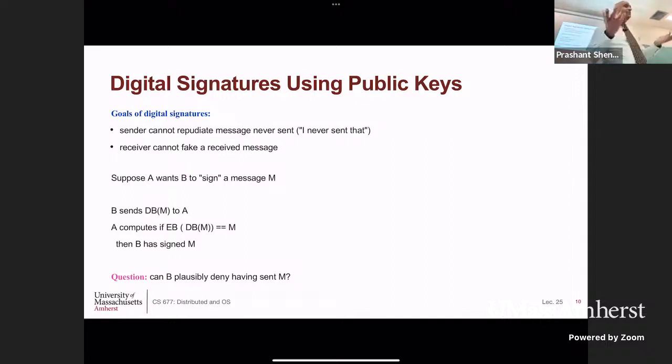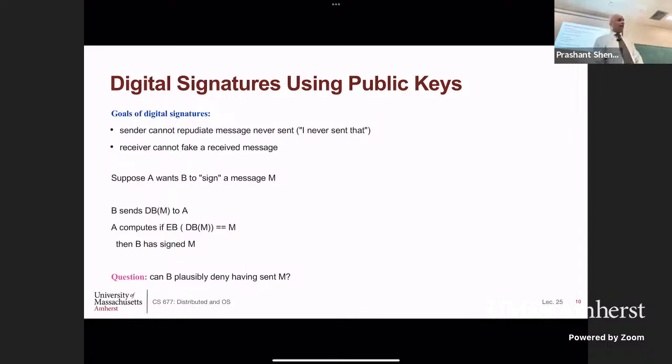So here's a very simple approach. Let's say you want to sign a document or a message. A message, document, doesn't matter. All of them are just strings. It's just a set of bytes that you're signing. So what will happen is Alice is going to send a message to Bob saying sign this message. Bob is going to take their private key and encrypt that entire message with the private key. In this case, the encrypted version of the message also serves as the signature.